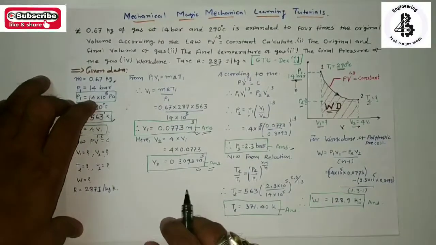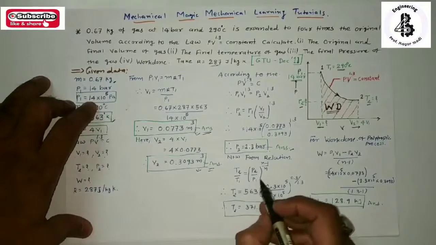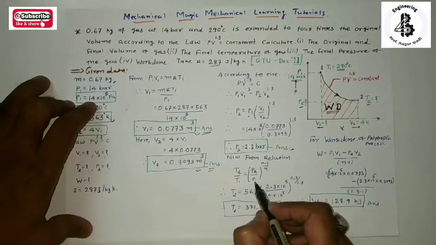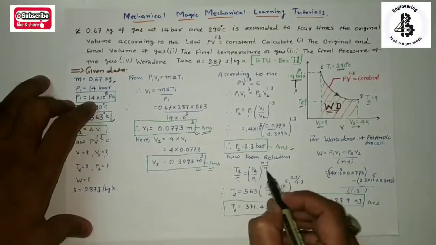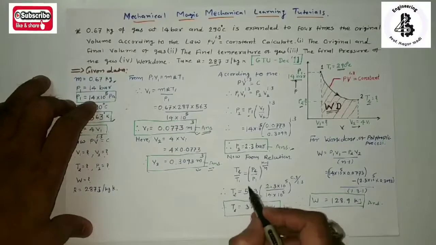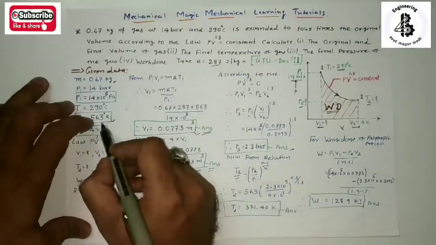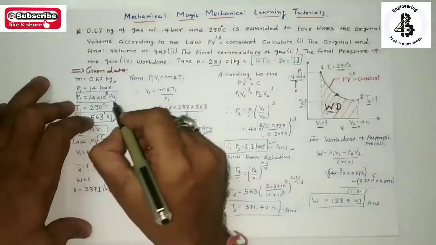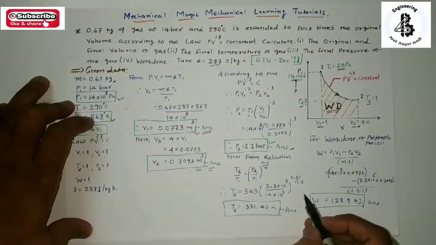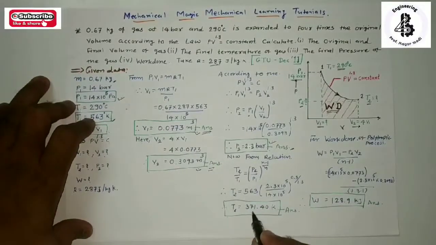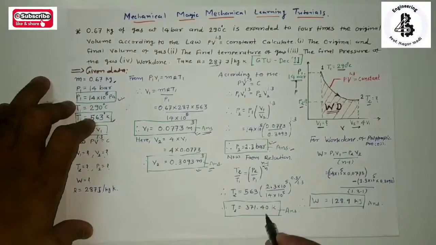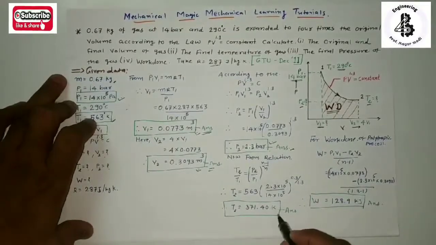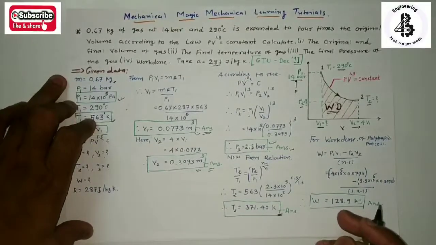Now from the polytropic relations for temperature and pressure, T2 / T1 = (P2 / P1)^((n-1)/n). Put the value of T1, 563, P2 the final pressure, P1 the initial pressure, and you will calculate the temperature: 371.40 Kelvin. That will be the final temperature of the system.